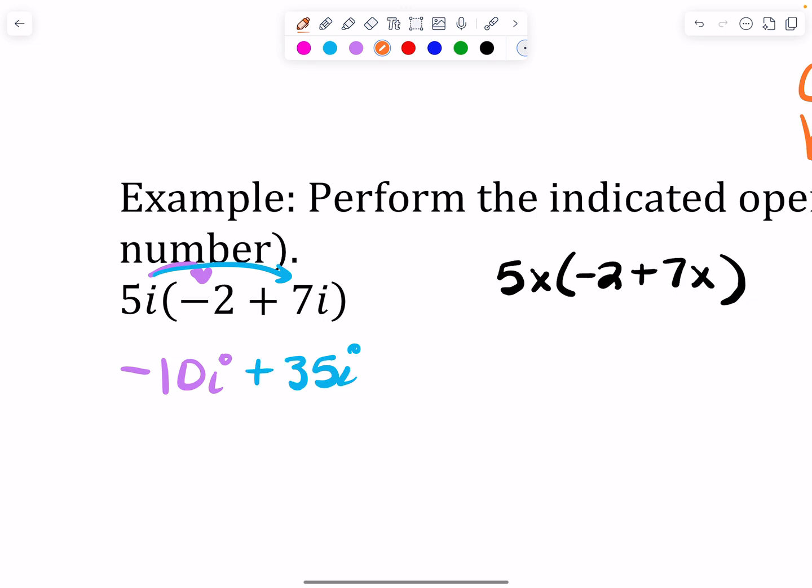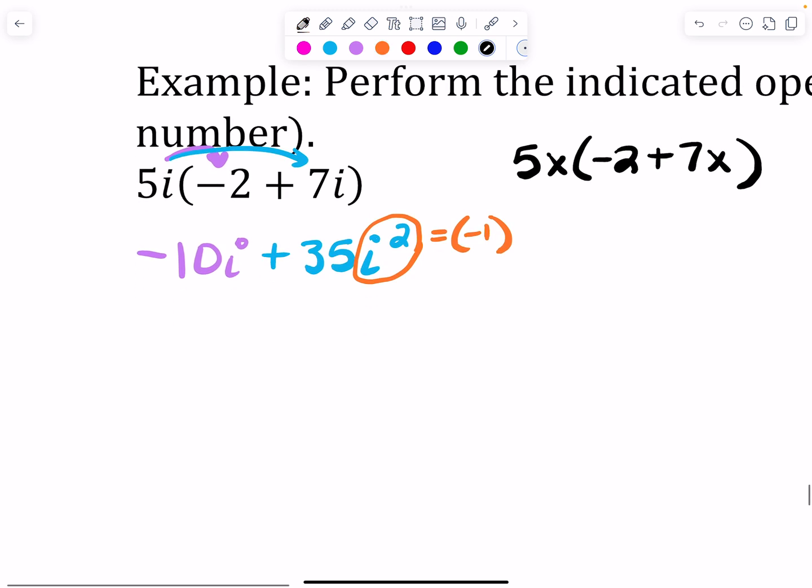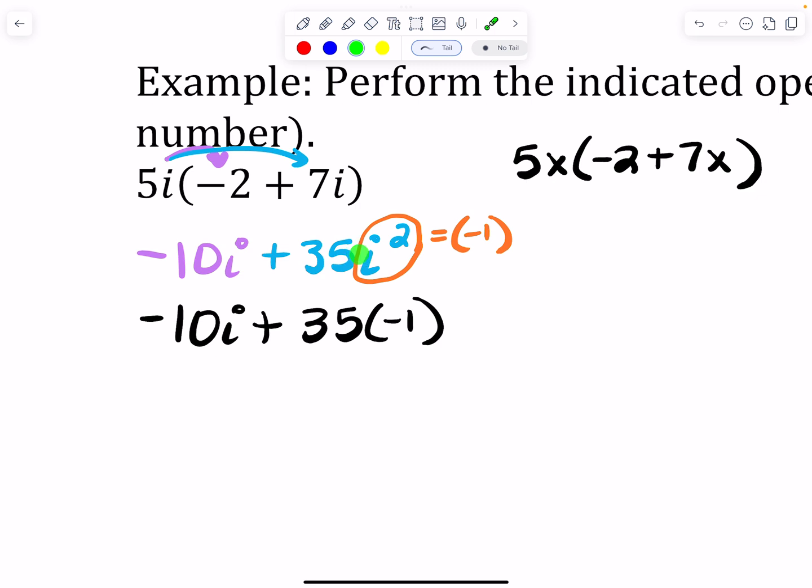We've got positive 35i squared. My squared didn't write. So we know anytime we see i squared, we're going to replace that with a -1. And when we do that, since these two are touching, it's multiplication. These need to be multiplication also. So we end up with -10i minus 35.